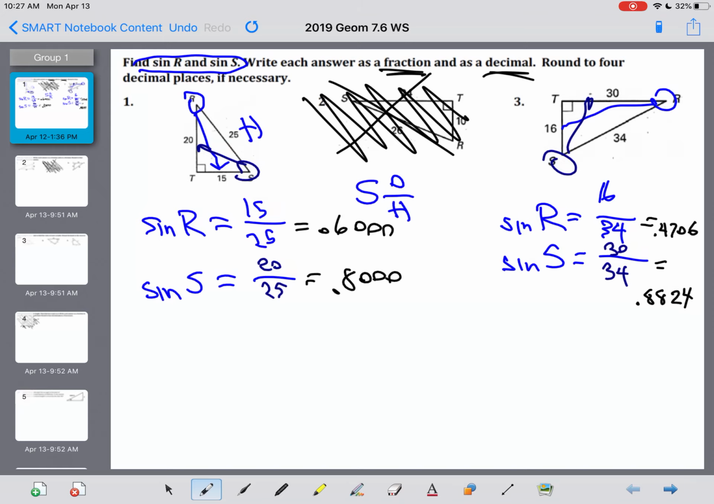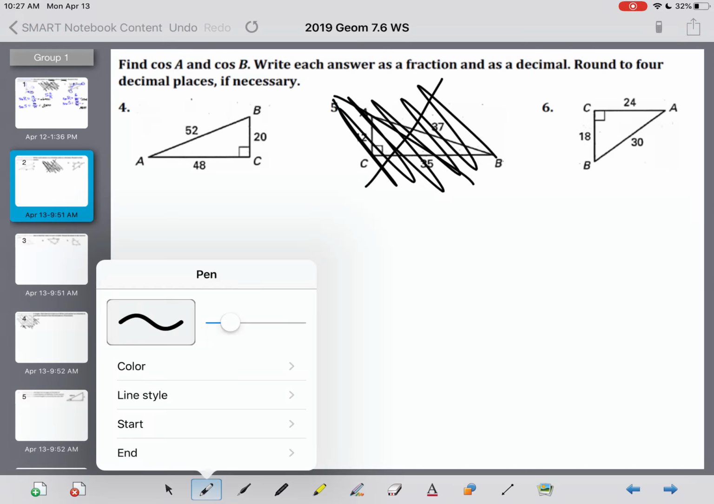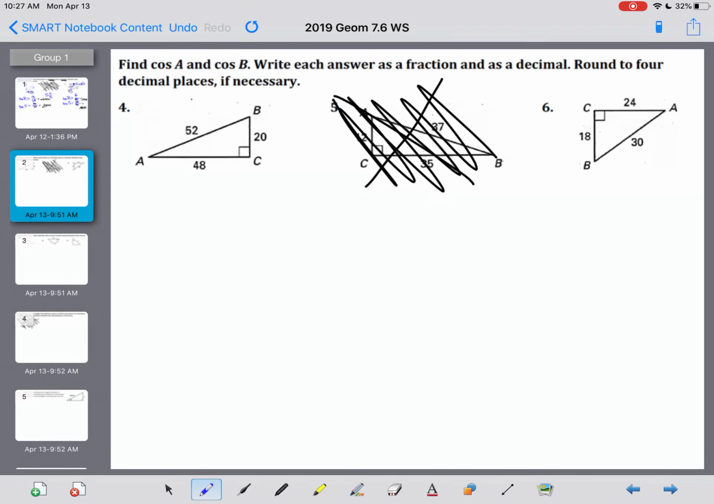So, similar to those, we're going to take a look at these cosine functions here. So cosine A equals 20. Oh, that's not right. Because cosine, remember, is CAH. So I've got to go 48 over 52.